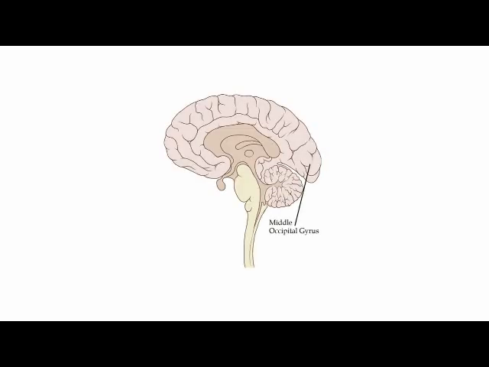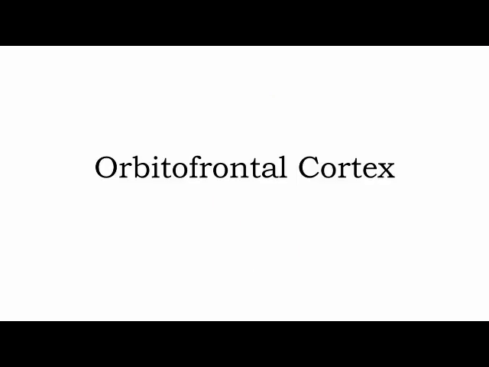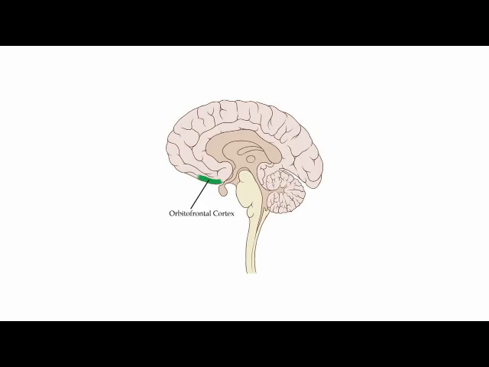Middle occipital gyrus. The occipital lobe's main function is visual and facial perception. Current PTSD research is showing a marked reduction in this structure. In other words, this section of the brain is responsible for how a person understands and interprets others' facial expressions. Orbitofrontal cortex. This section of the brain is responsible for decision making.